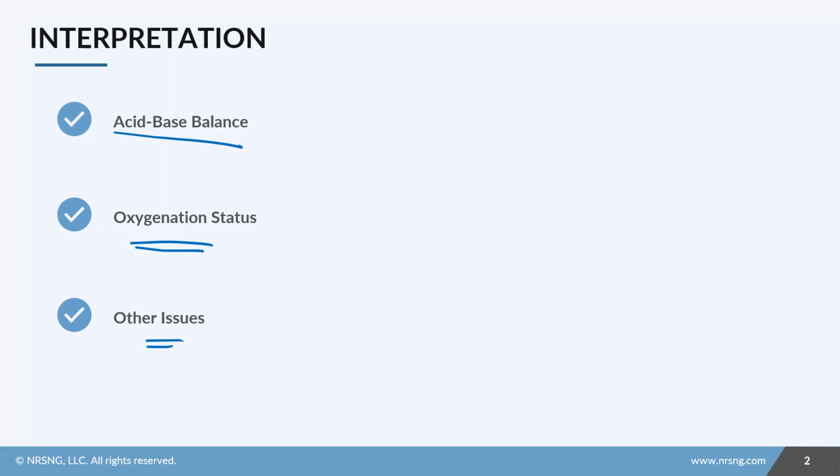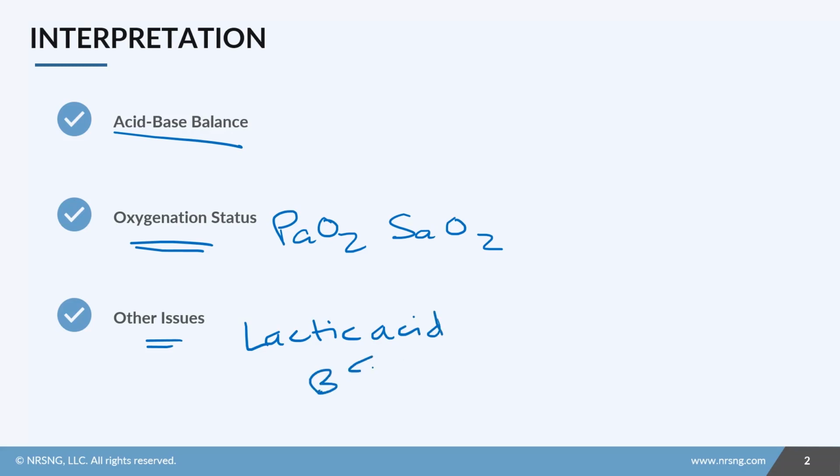Acid-base is what we're going to look at in the next few lessons. Oxygenation involves PaO2 and SaO2. We'll have a whole lesson in this course on understanding what's going on oxygenation-wise, so make sure you don't miss that. It's still super important. And when I talk about other issues, I'm referring to the information we can gather from lactic acid, base excess, and base deficit. Each one of those has their own lesson as well, so we'll explore those more later.